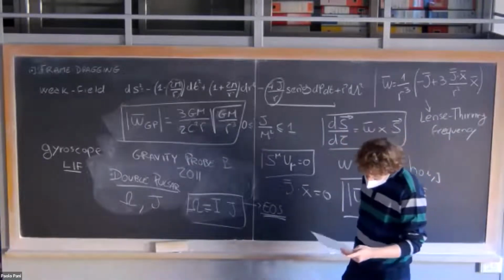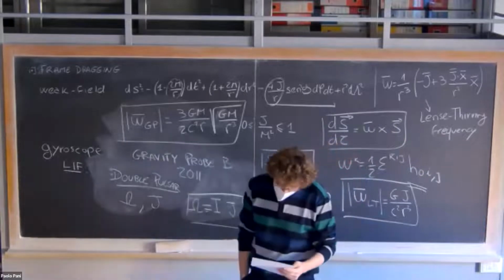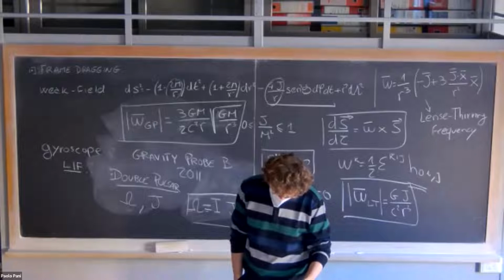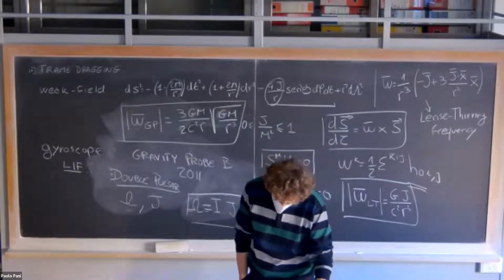Okay. So if there are no questions so far, yeah, you have Professor Pani. Actually, I do have a question here. I was wondering whether these expressions for the different frequencies of the precession are valid only for equatorial orbits, or would they also work for inclined orbits?